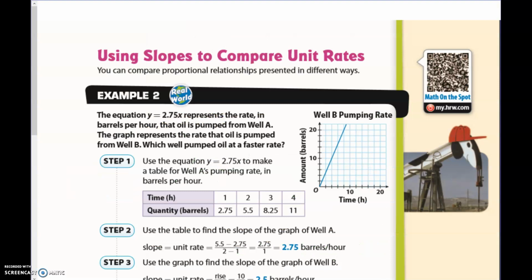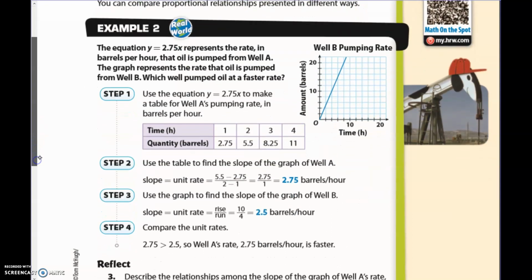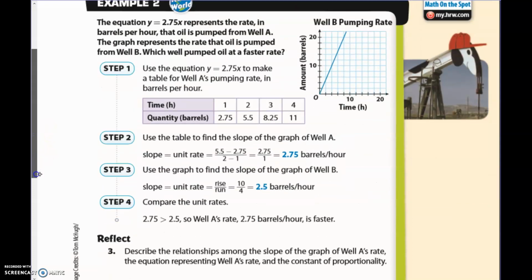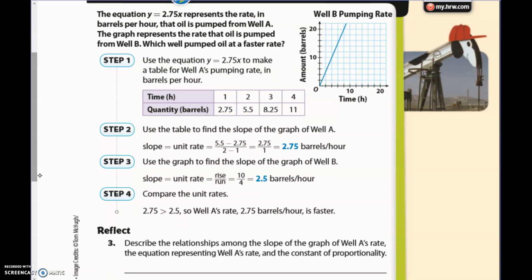All right, what do we have here? Using slopes to compare unit rates. So let's look at that graph. Oh, we better read the problem first. The equation y equals 2.75x represents the rate of barrels per hour that oil is pumped from well A. Oh, so that's well A. The graph represents well B. So this graph is B, and this chart is well A.